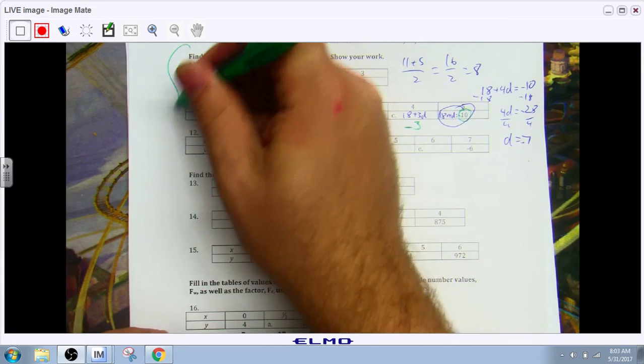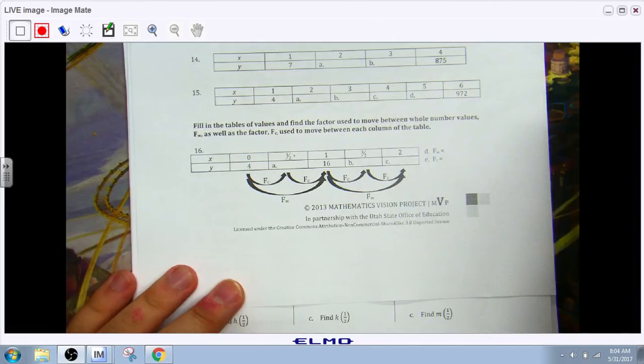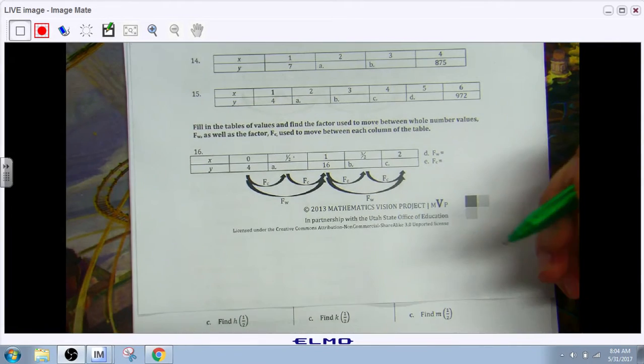Great, that's linear, that's arithmetic. Let's go to something more complicated. Let's go to geometric. So for geometric, that means I'm having to multiply each step.